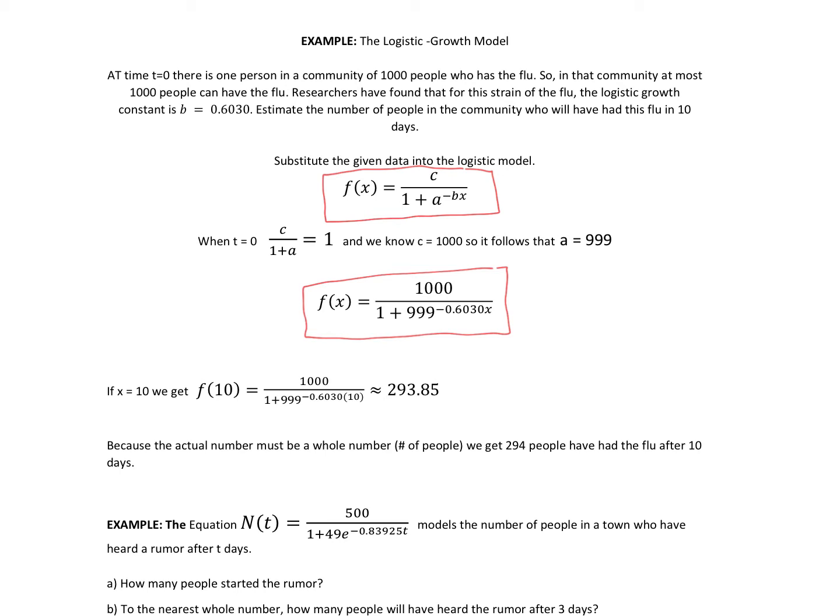Now we let x equal 10, and we find the value of the function at 10 days. So we plug 10 in, and we get approximately 293.85 people. Because the actual number has to be a whole number, we get 294 people that have had the flu after 10 days. So let's work through another example together.